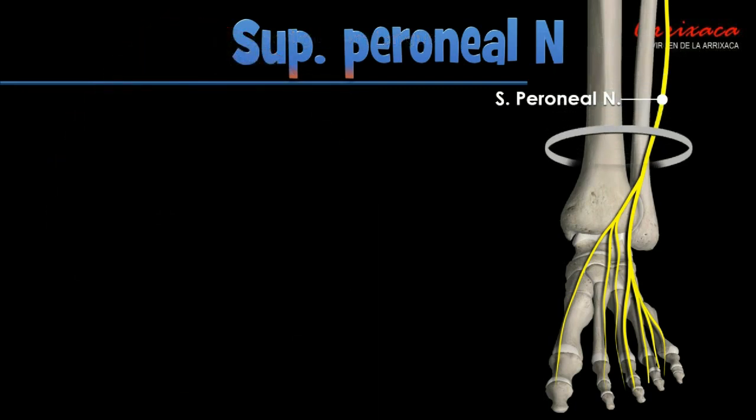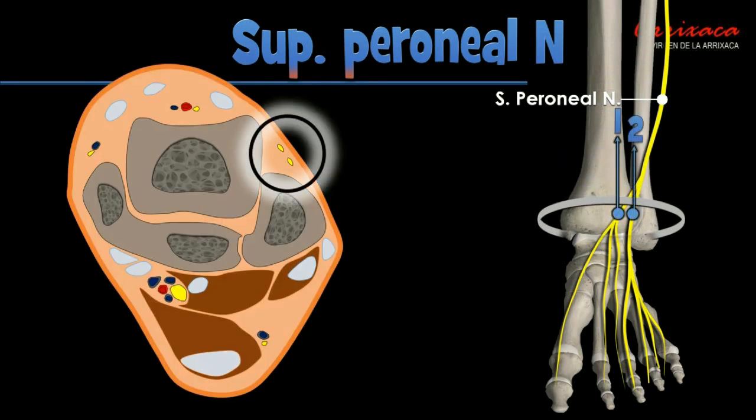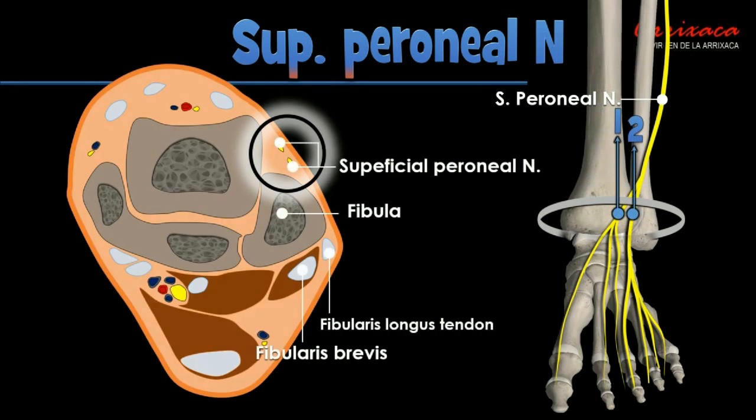This nerve then travels superficially at the junction of the upper 2/3 and lower 1/3 of the leg by piercing the deep fascia. The superficial peroneal nerve then further divides into several branches. These branches give innervation to the peroneus longus, the peroneus brevis, as well as the cutaneous branches that supply the skin over the lower 1/3 of the lateral side of the leg and the greater part of the dorsum of the foot.